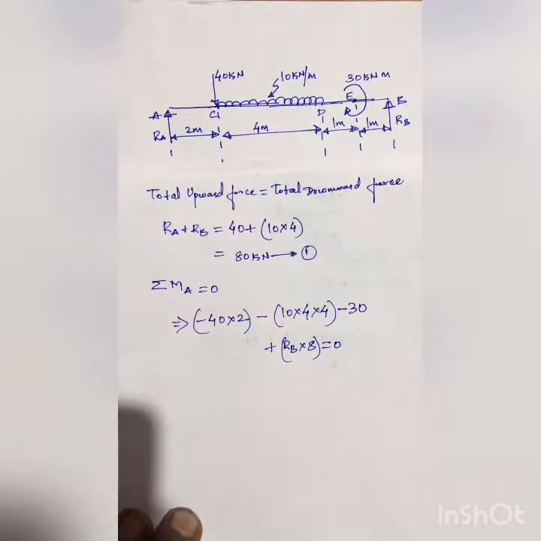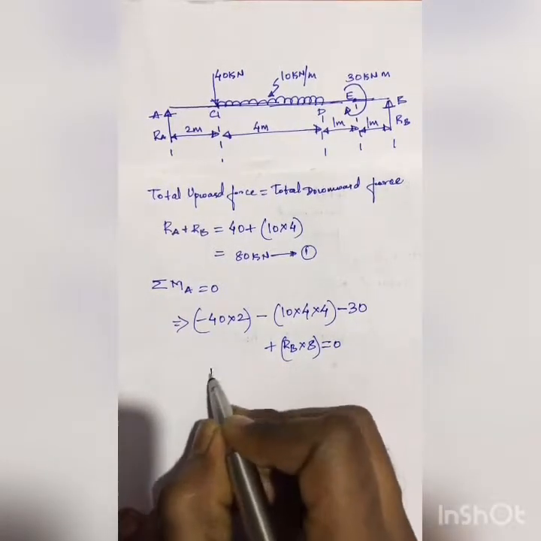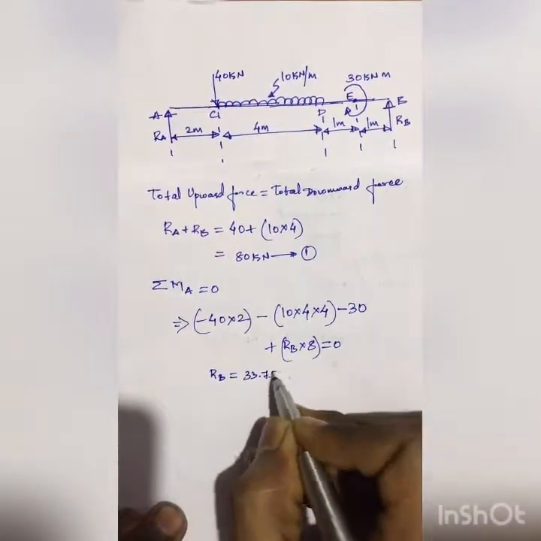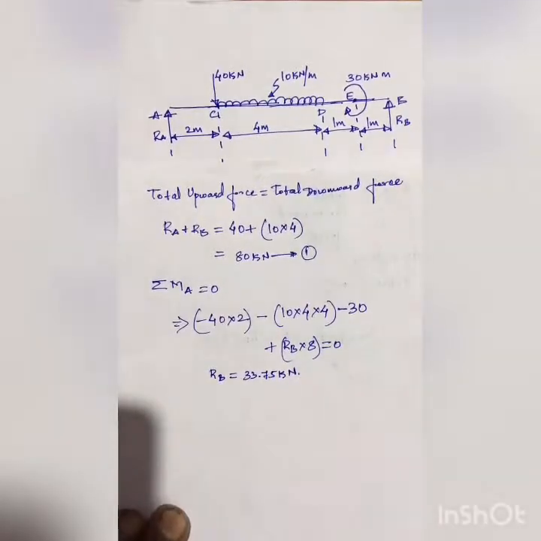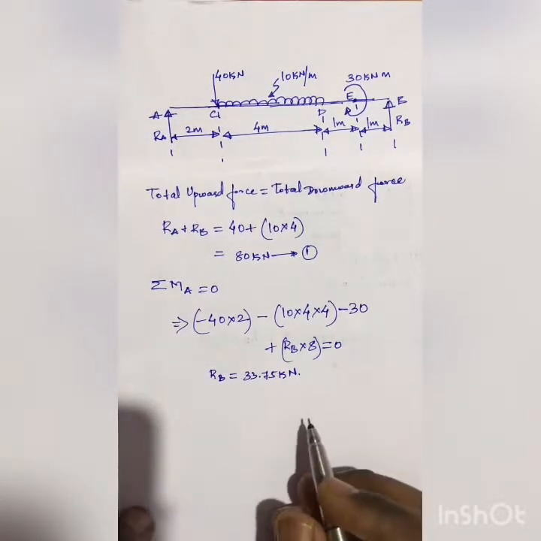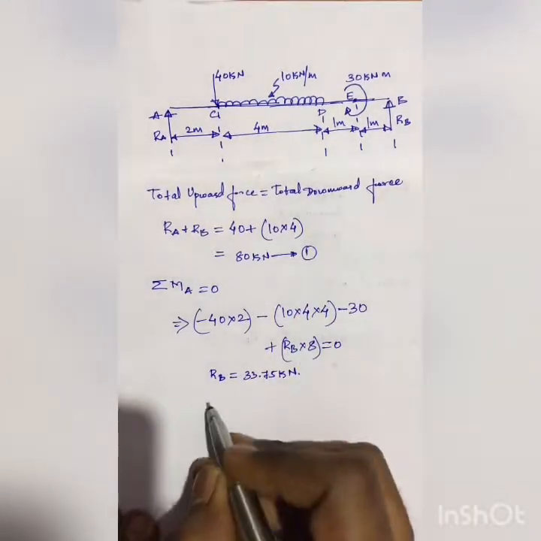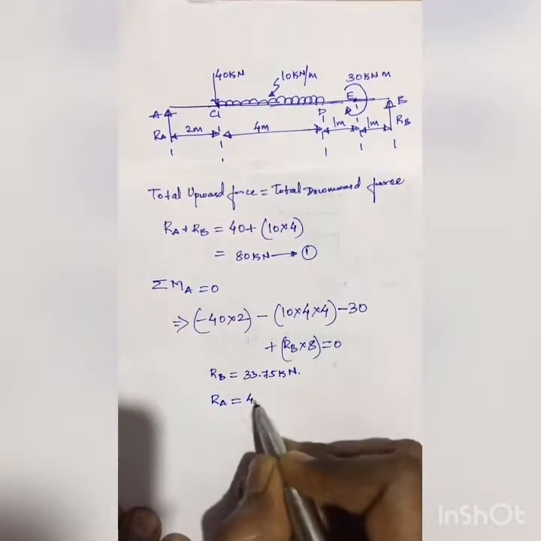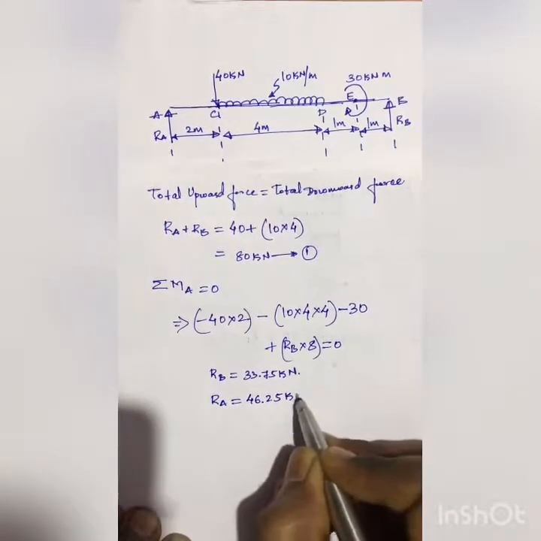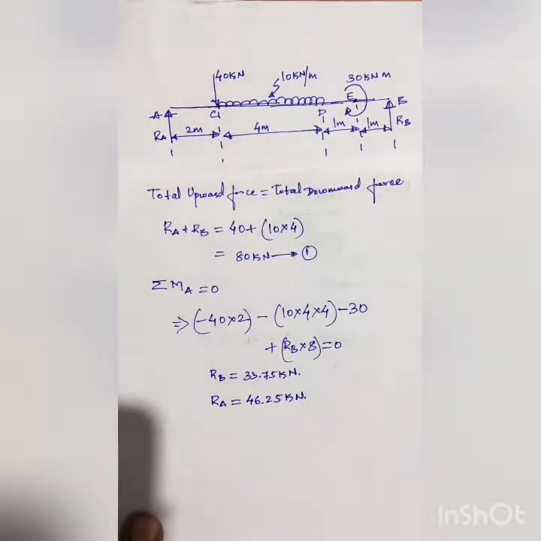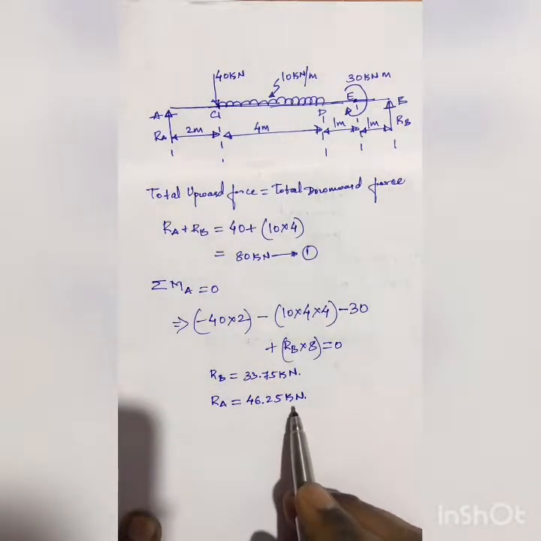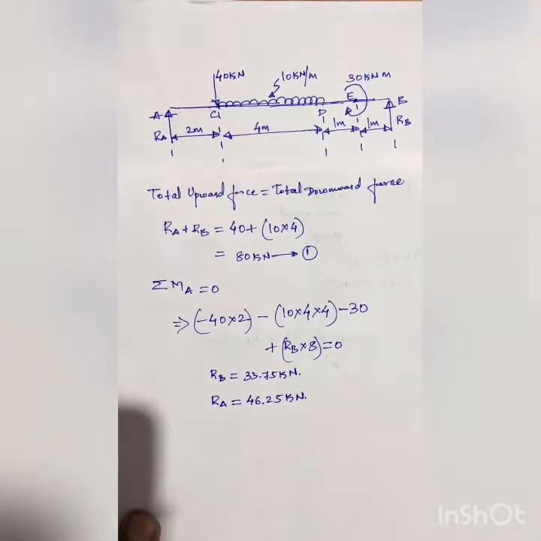If I calculate this, I'll get the value of RB as 33.75 kilonewton, and if I substitute the value of this RB in equation 1, I will get the value of RA as well, which is equal to 46.25 kilonewton. So this is how we have found the support reactions. That is, RA is equal to 46.25 kilonewton and RB is equal to 33.75 kilonewton.